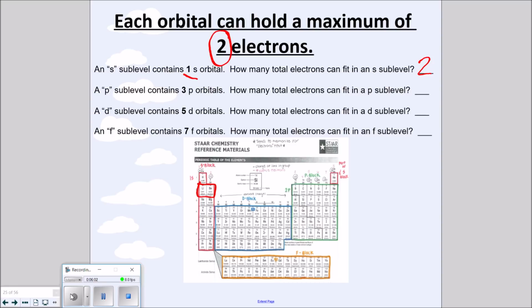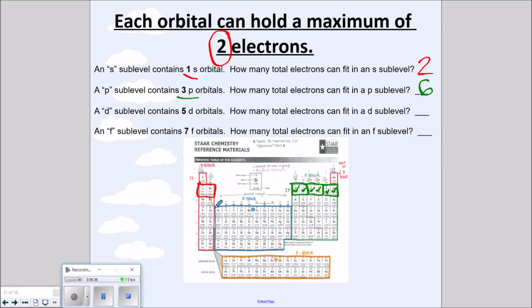Let's look at the p sublevel. 1, 2, so that's my first orbital. 1, 2, that's my second orbital. That's my third orbital. Therefore, a p sublevel contains 3 orbitals. How many total electrons can fit in a p sublevel? 6. That would be my answer.